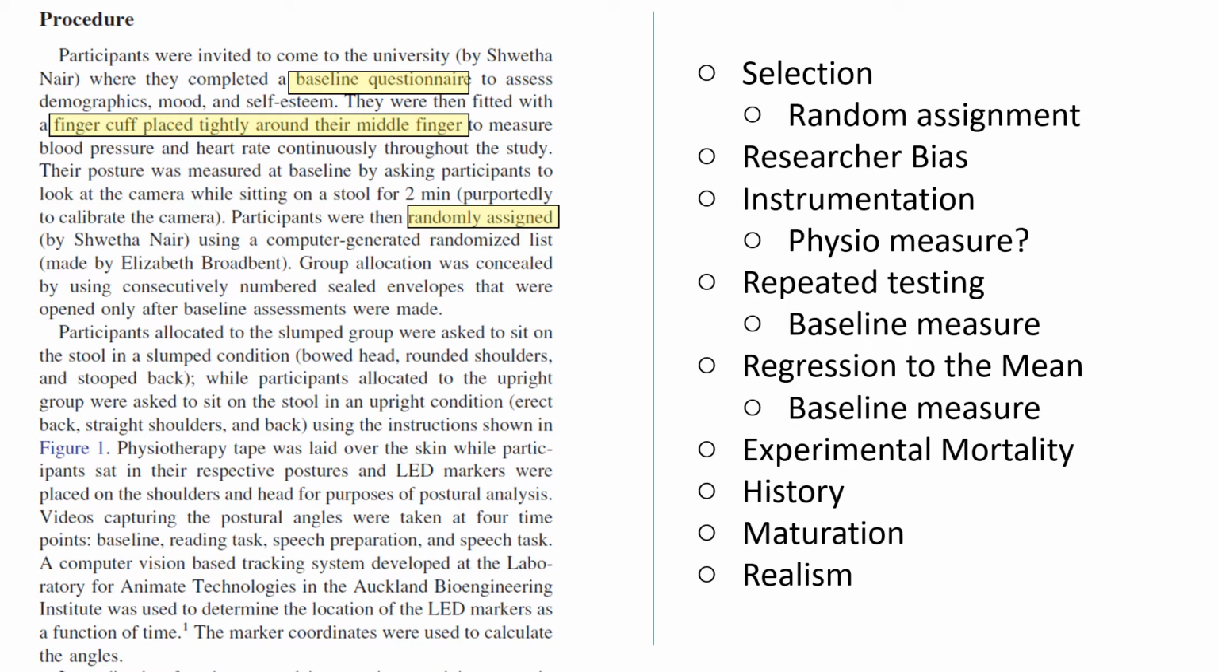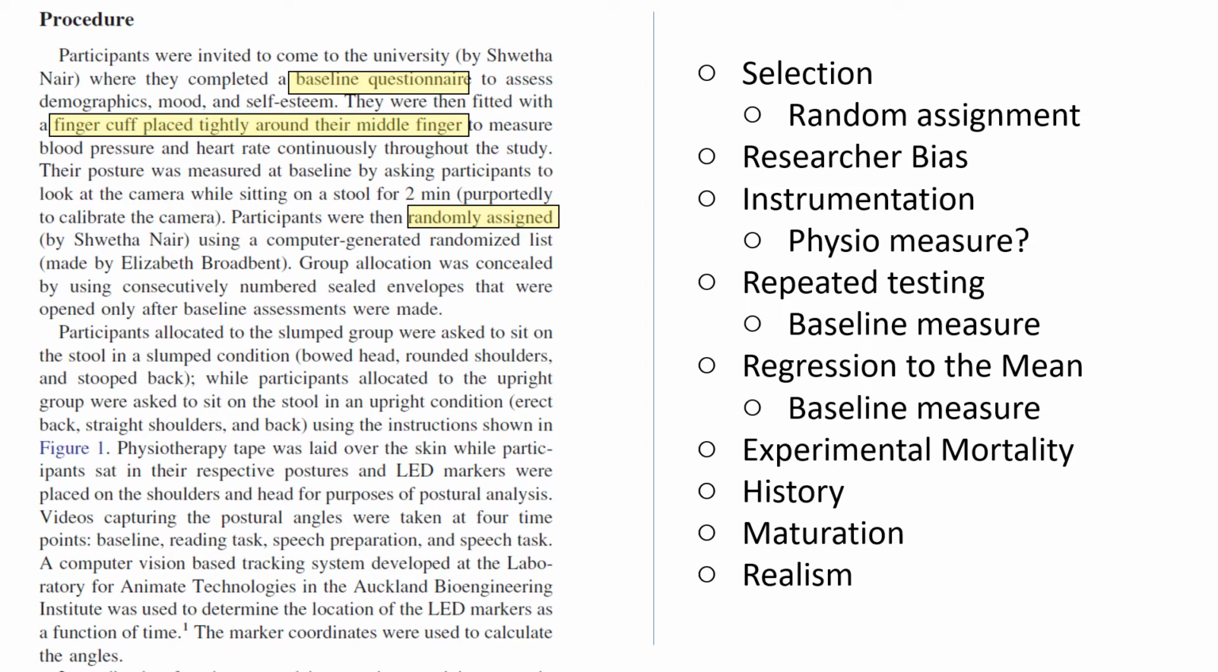In research, a baseline is used to provide comparison for other measures. So it means that the study measured variables more than once, which could be a threat to validity due to repeated testing and regression to the mean. In the next sentence, the information about the finger cuff reminded me that they used a physiological measure, which might create a potential for instrumentation effects.